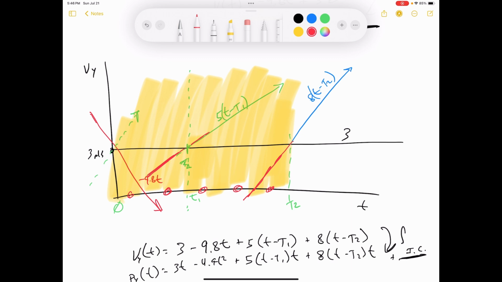I want it to start there. I want the blue one, for example, to start at T2, but you can see the tail actually goes backwards into the yellow area. I don't want that to happen. Same thing with the green one.